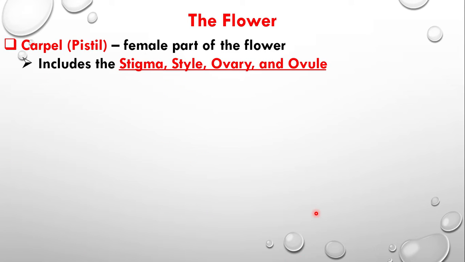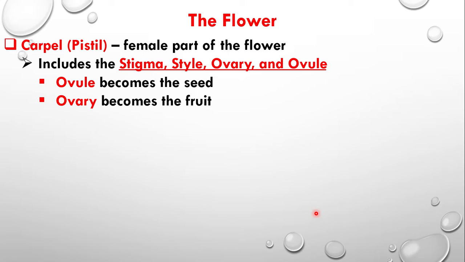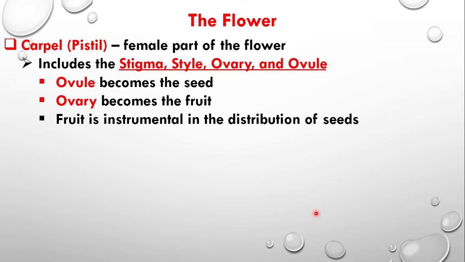And then we have the carpel, no, or the pistil, which is the female part of the flower. It includes the stigma, the style, the ovary, and the ovule. So ovule becomes the seed. Si ovary naman mahimong bunga or yung fruit ng isang flower. Okay? So fruit is instrumental in the distribution of seeds.